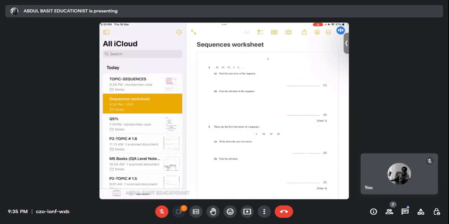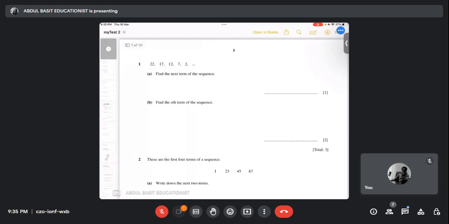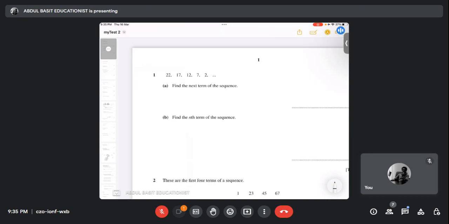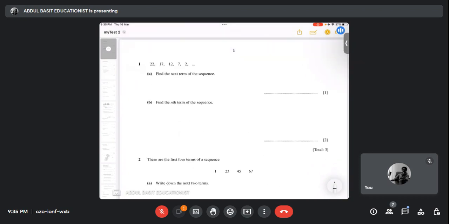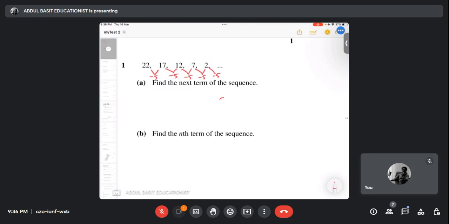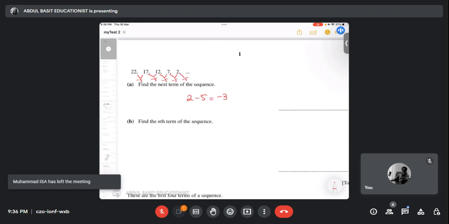Topic: sequences worksheet. Okay, that's the worksheet. Everybody, get ready, please. Find the next term of the sequence, and it is in the exam for 1 and 2 marks only. First of all, we have to see what the sequence is. So it's -5, it is also -5, it is also -5, and it is also -5. So 2 minus 5 is what? -3.